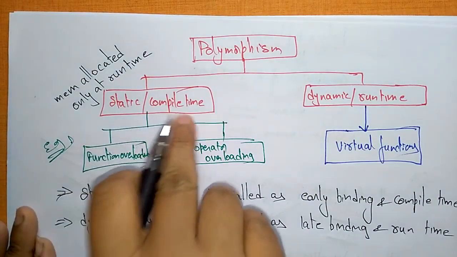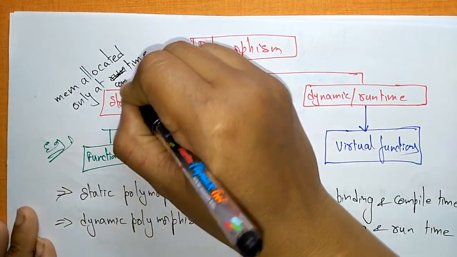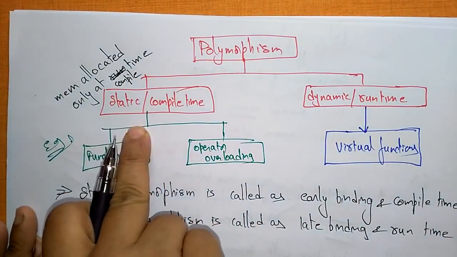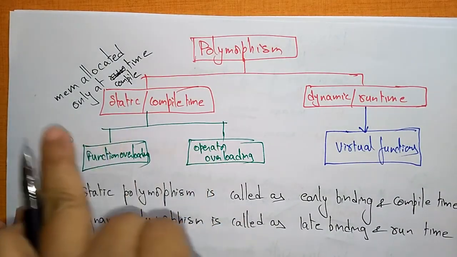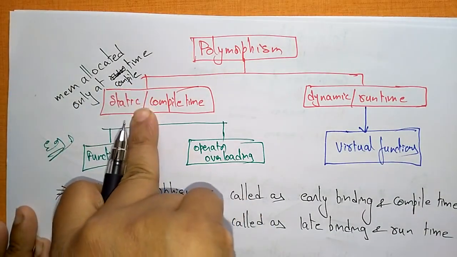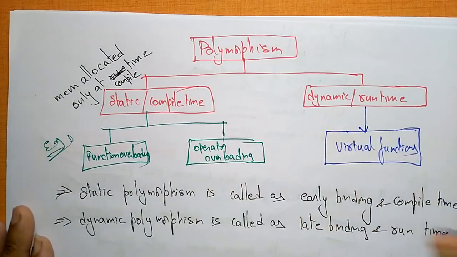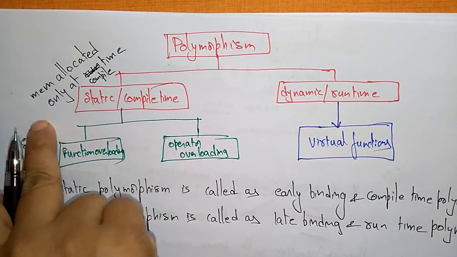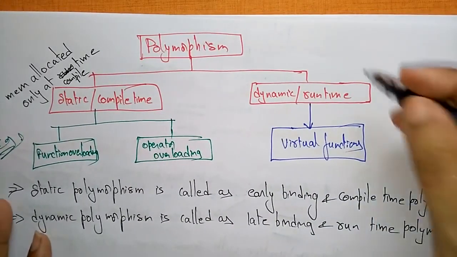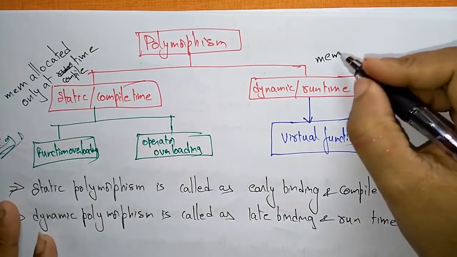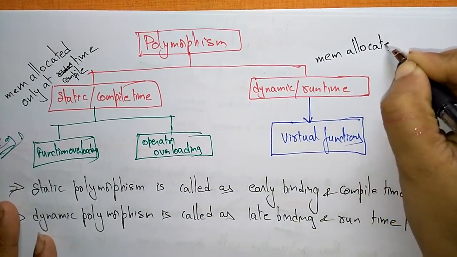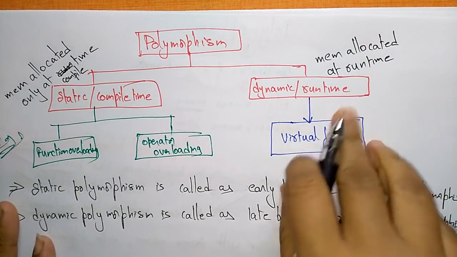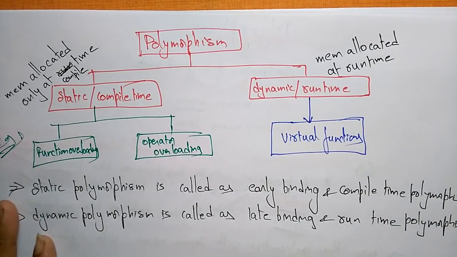Another name for static is compile time. So why are we calling it compile time? Because the memory will be allocated only at compile time. That's why we call it compile time polymorphism. Whereas dynamic means memory is allocated at runtime. At runtime only the memory will be allocated, and that you call dynamic polymorphism.